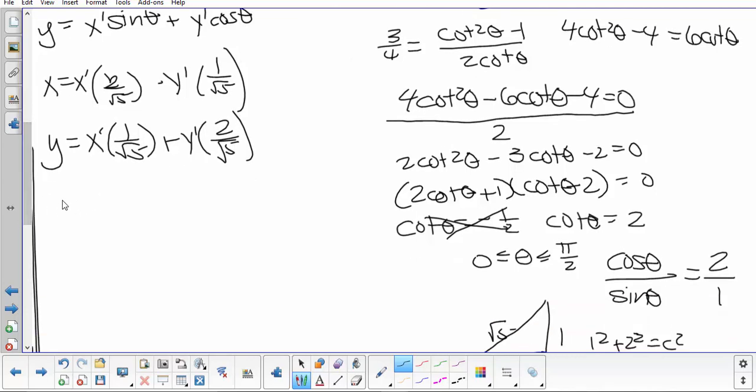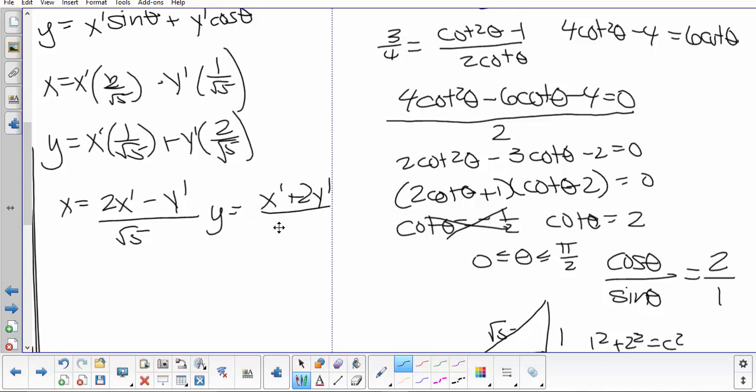Simplifying these, we get x equals 2x prime minus y prime over root 5. Y equals x prime plus 2y prime over root 5. I'm just going to highlight these so I can find them later.